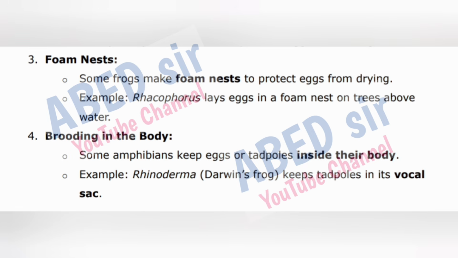Example, Rhacophorus lays eggs in a foam nest on trees above water. 4. Brooding in the body: some amphibians keep eggs or tadpoles inside their body. Example, Rhinoderma, Darwin's frog, keeps tadpoles in its vocal sac.